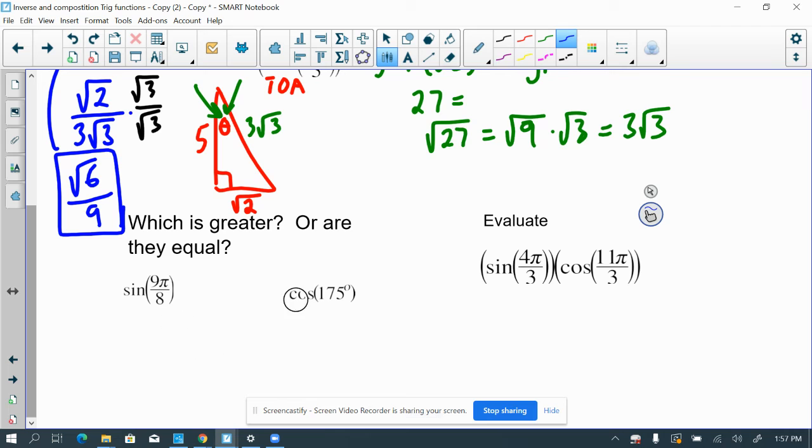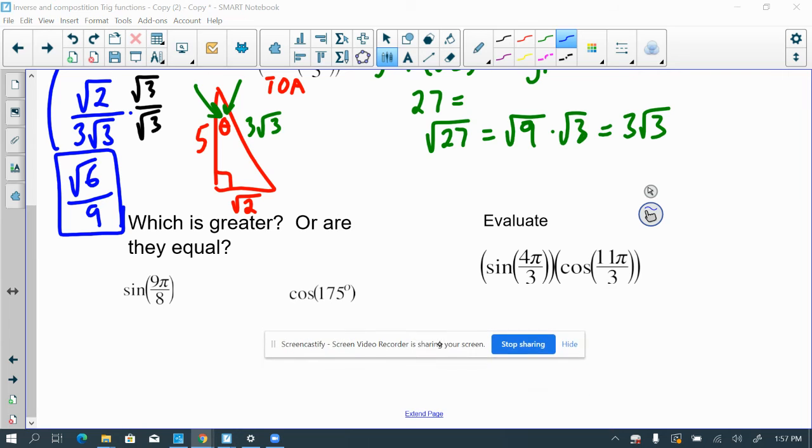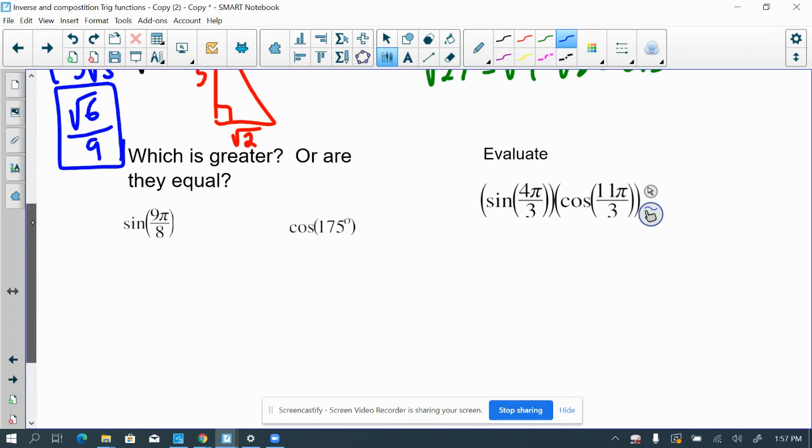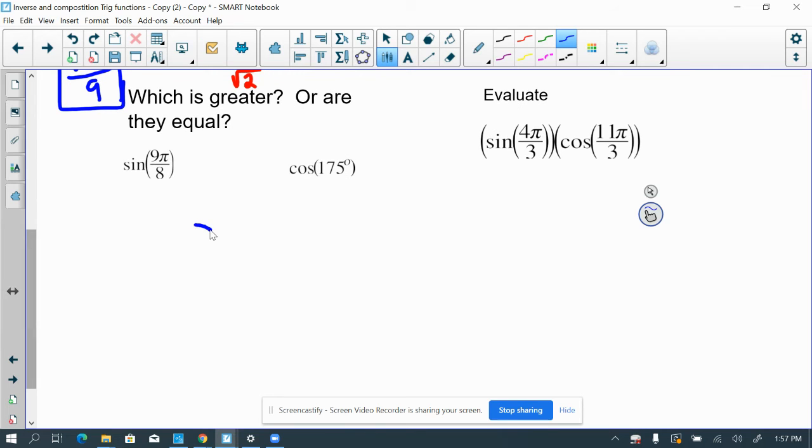That is not what this question is asking at all. What is bigger? Is the sine of 9 pi over 8 bigger than the cosine of 175 degrees? Or is cosine of 175 bigger? Or are they equal? Without a calculator, how can we figure this out? Without a calculator, you have to have some decent knowledge of the unit circle.